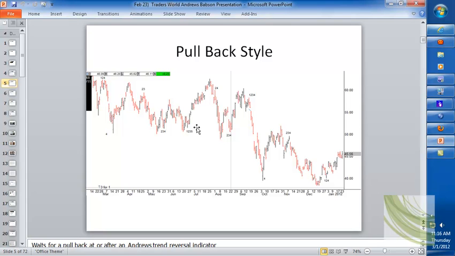Now some people use a very simple pullback mode. They just use 50, when prices go back to a 50% or 0.618 or something like that. All right. Now let's move on.